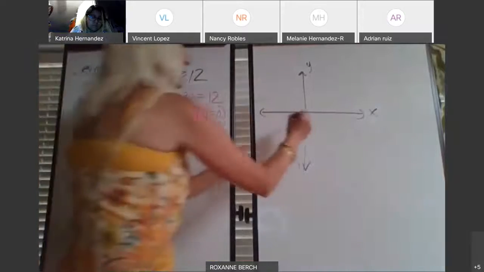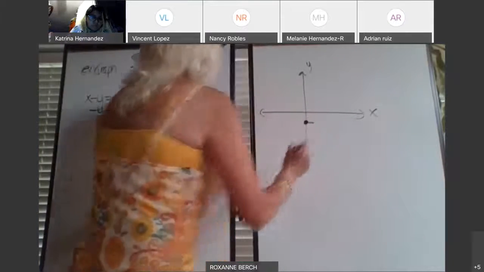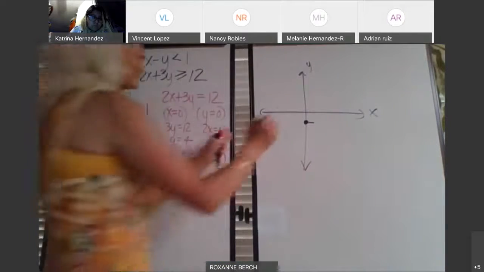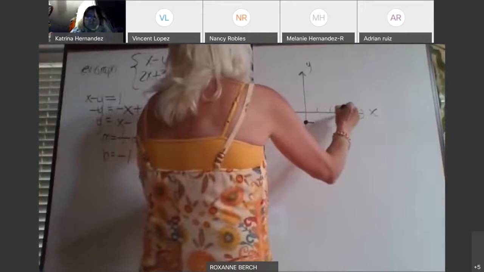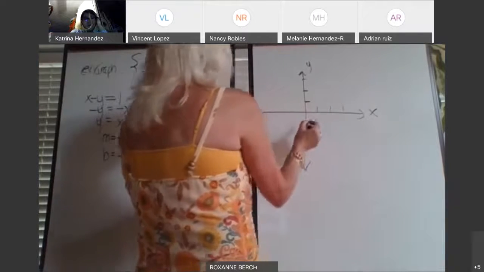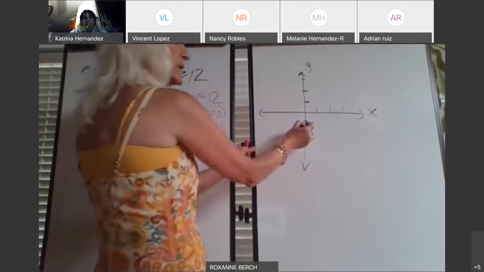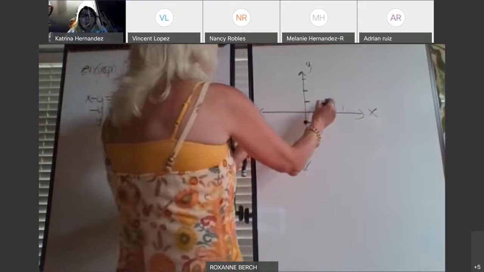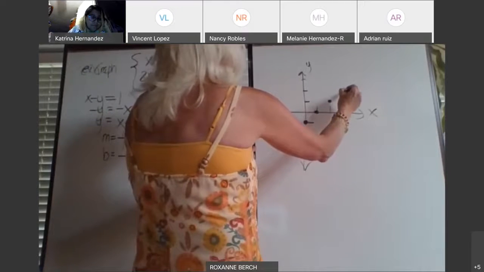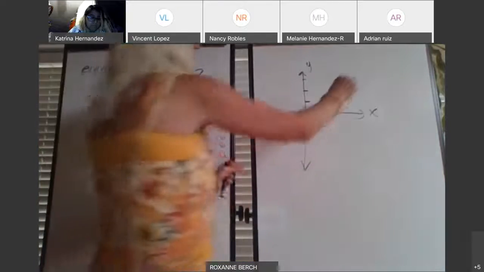So we're going to start at 0, down 1. And I'm going to go up 1, right 1, up 1, right 1, up 1, right 1, up 1, right 1, up 1 from the intercept. I would do 3 or 4 points there. So draw your line.